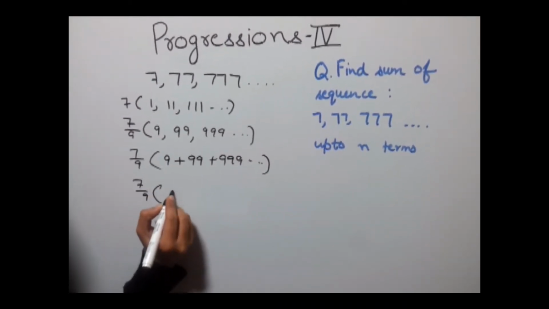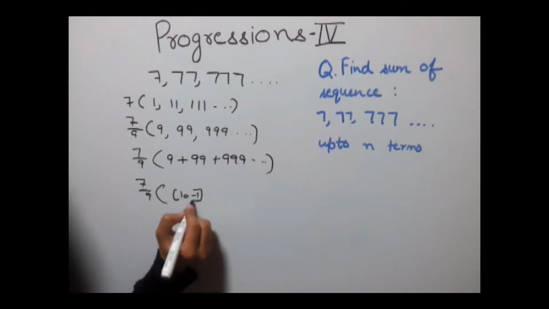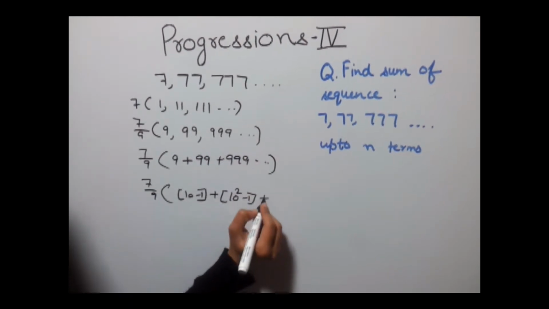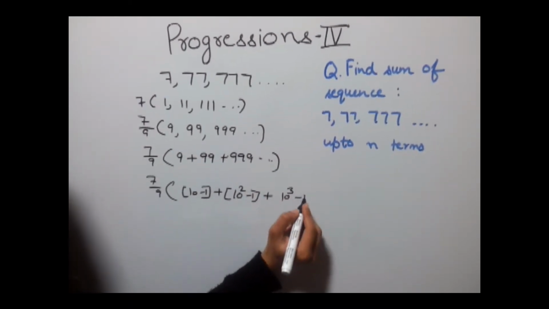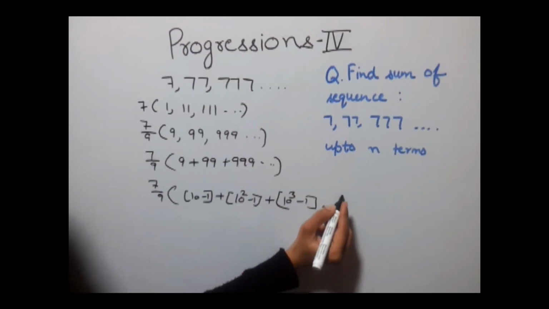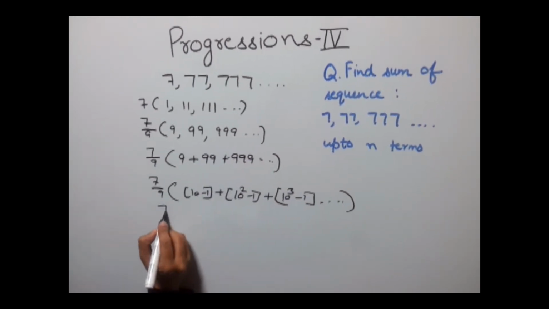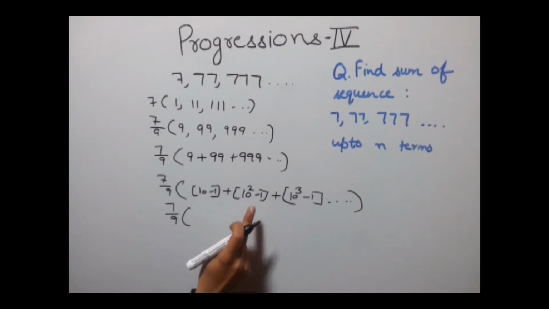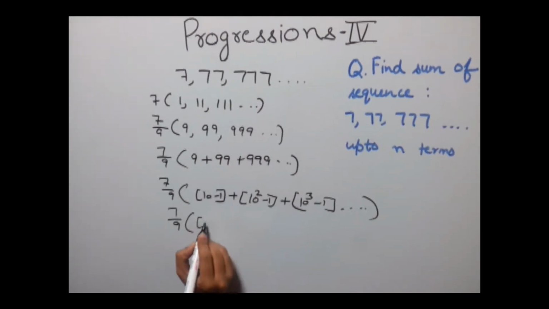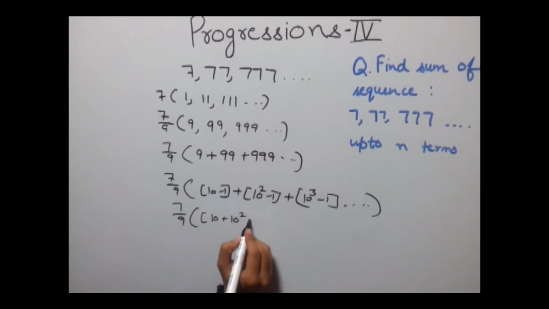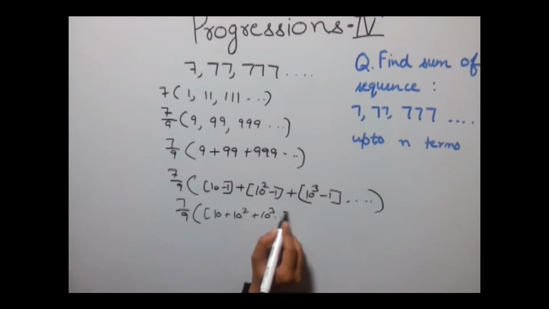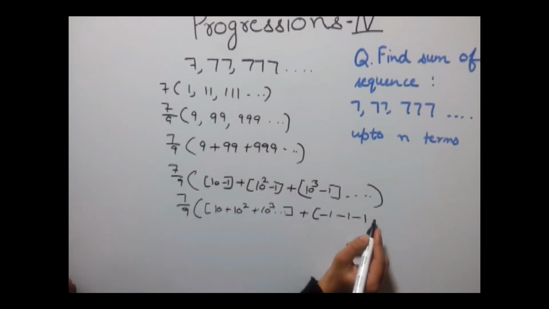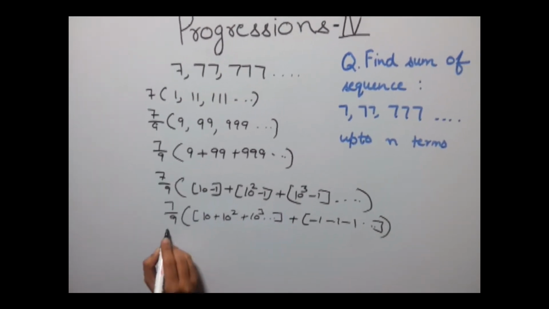And 9 can be written as 10 minus 1, plus 10 squared minus 1, that is 100 minus 1, plus 1000 minus 1, or 10 cubed minus 1, and so on. In the next step, take all these powers of 10 on one side and all these minus 1s on the other side, which gives us 10 plus 10 squared plus 10 cubed and so on, plus in the bracket minus 1 minus 1 minus 1 and so on.